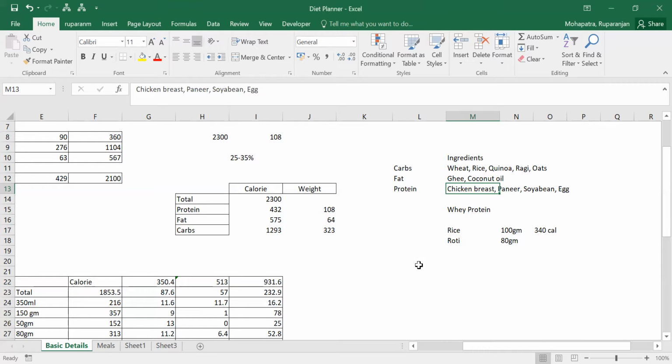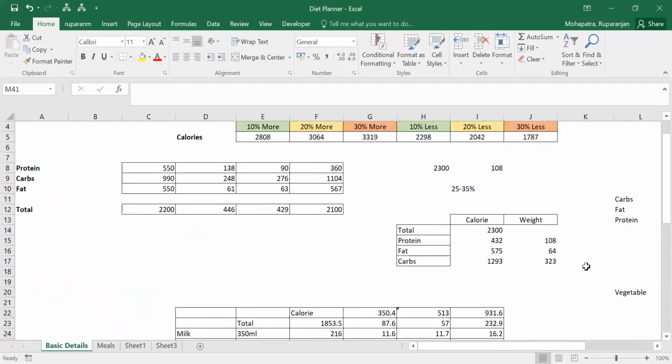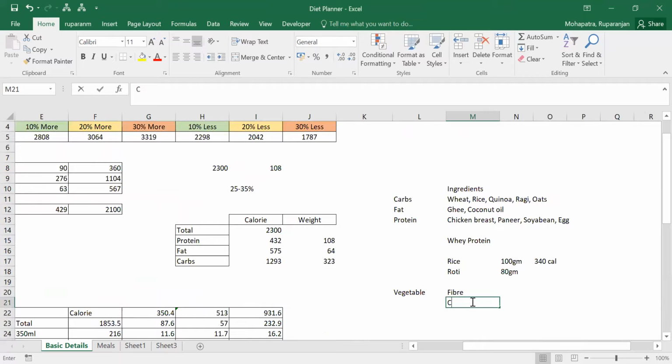And another thing that is very required is vegetables. Vegetables give us fiber. Okay. And apart from fiber, it gives us very little amount of carbs, but that is negligible. So we can ignore the carbs that we are getting from vegetables. We should eat vegetables because of fiber. So even if you are getting around 300 grams of vegetables, that is okay.